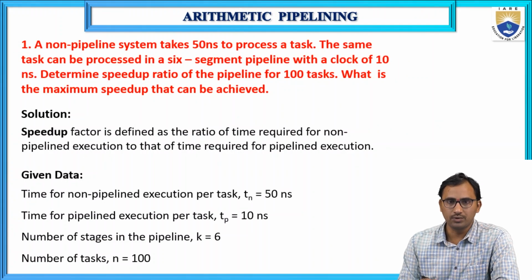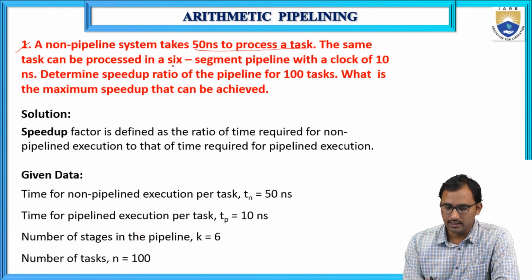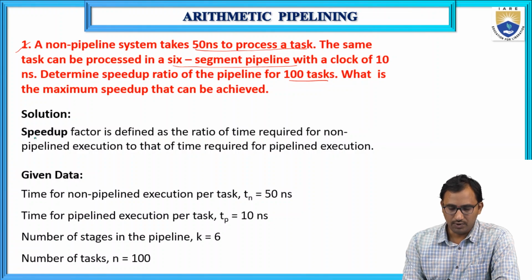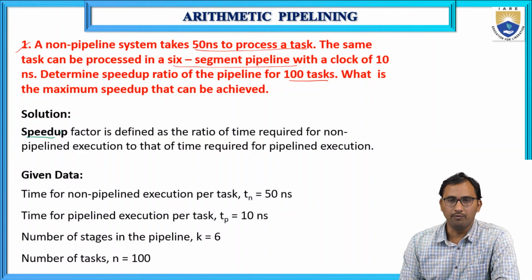Coming to the problem solving, the first one is: a non-pipelining system takes 50 nanoseconds to process a task. The same task can be processed in a 6-segment pipeline with a clock of 10 nanoseconds. Determine the speed up ratio of the pipeline for 100 tasks. What is the maximum speed up that can be achieved? First of all, see what a speed up factor is.